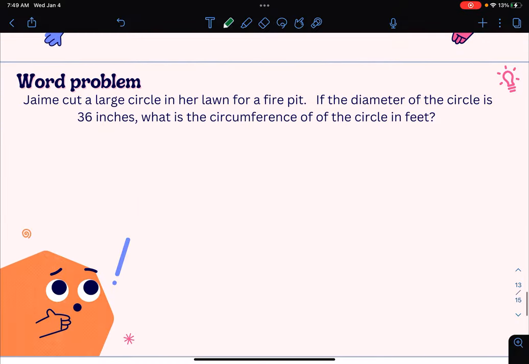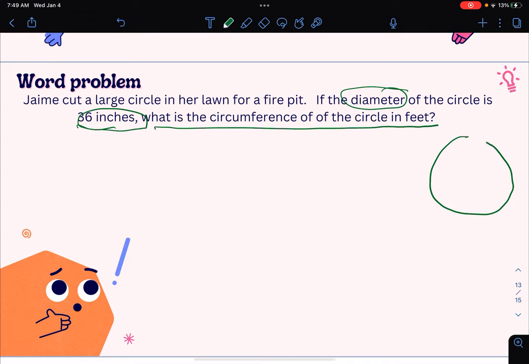It says Jamie cut a large circle in her lawn for a fire pit. If the diameter of the circle, so it gives us diameter, is 36 inches, what is the circumference of the circle? So first of all, I'm going to draw my picture. She cuts out a circle, and she has a diameter of 36. Okay, we want to know the circumference. So we're going to write the formula. Then we're going to substitute, and we're going to solve.